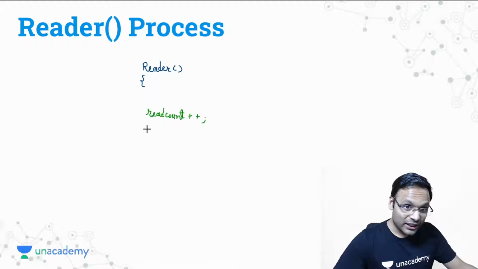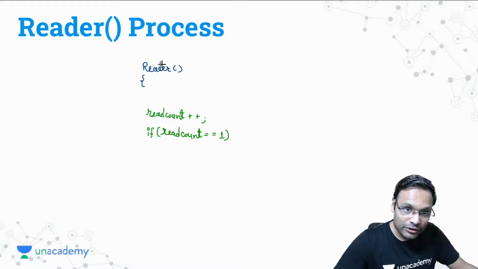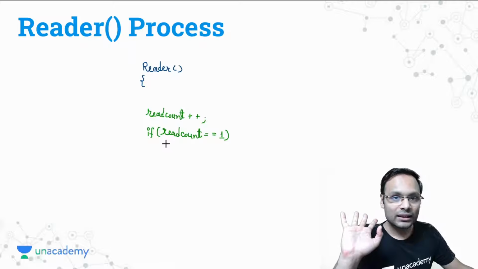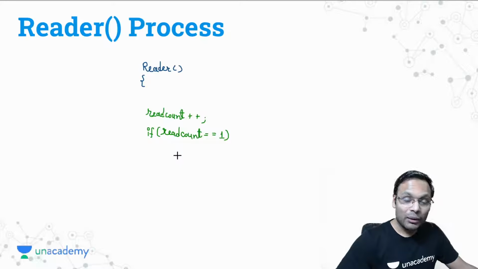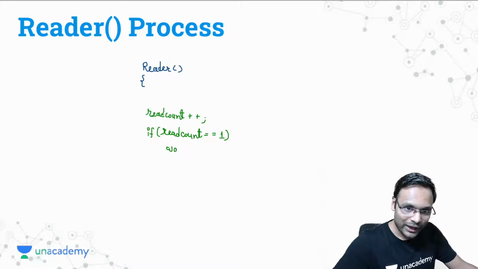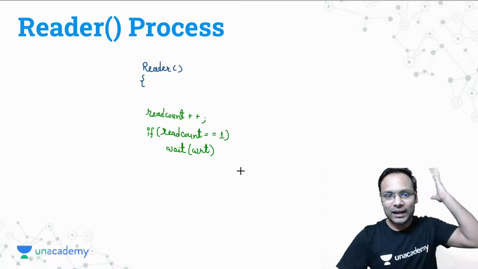Means this reader should check if read count is equal to 1, means this is the very first reader. If this is the very first reader, this reader should block the writer. How can the reader block the writer? By taking wait on WRT. So it will take wait on WRT. That is the basic logic of reader at starting.